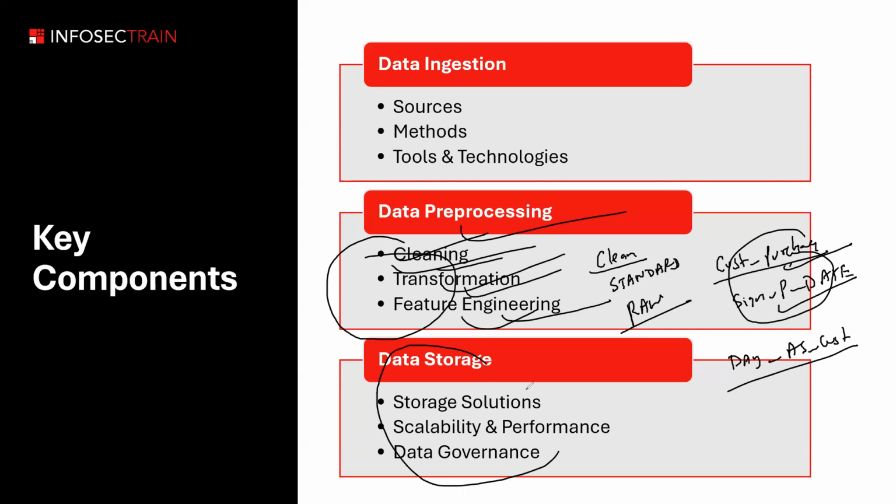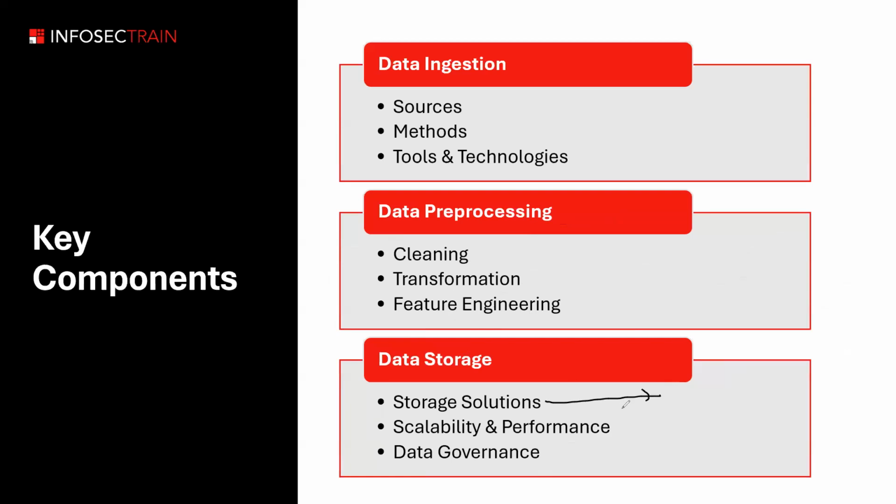The third most important thing: once you're done with everything, now it's time for deployment. So we have data lakes, data warehouses and all that. Is it clear? When you're storing data, we have three things: storage solutions, scalability performance, and proper data governance. Storage solution talks about the type and volume of data you are storing. We have two types of data here: structured and unstructured. By the end of the day, we store in that format only.